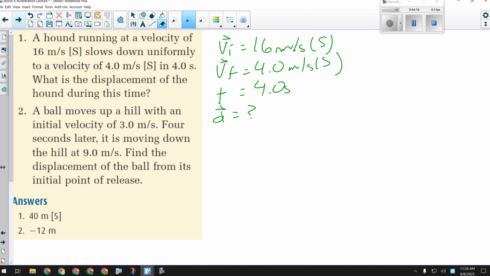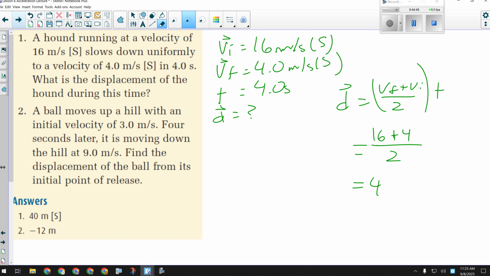All right, so the only formula I have that has those things in it is the one we just talked about. D equals (VF plus VI) over 2, times T. If I'm looking for D, I don't have to do anything, just plug in my numbers. So that'll be 16 plus 4, actually the other way around, but it doesn't matter because we're adding, divided by 2. So 10 times 4 is going to give me 40 meters, and because it's all south, he ends up south.